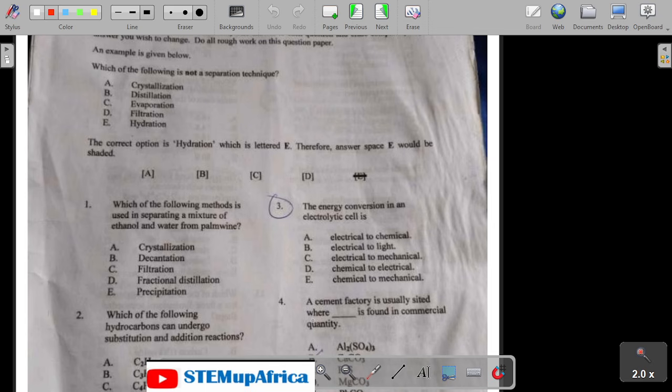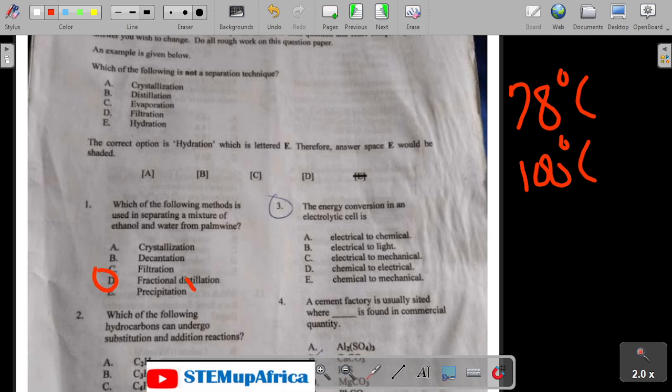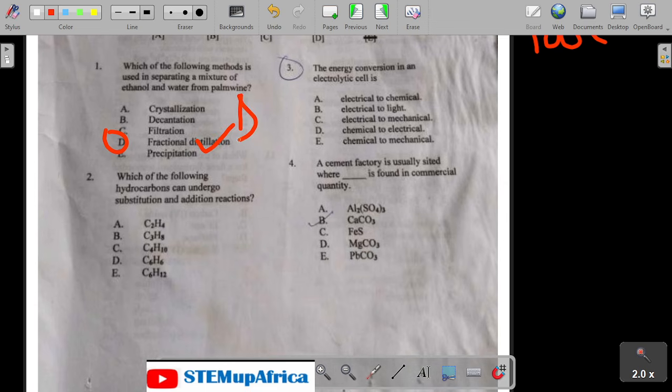The answer is fractional distillation. Why is this so? Ethanol has a boiling point of 78 degrees Celsius, while water boils at 100. So when the separation involves two substances with close boiling points, we use fractional distillation. So number 1 is D. Let's go to number 2.